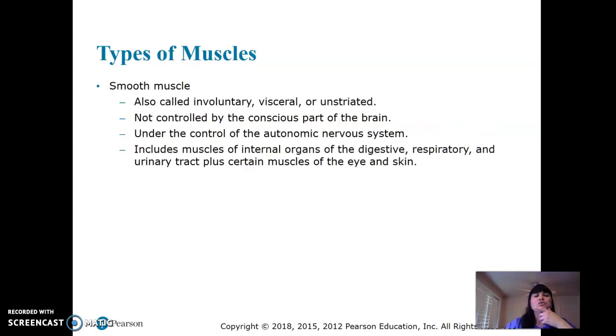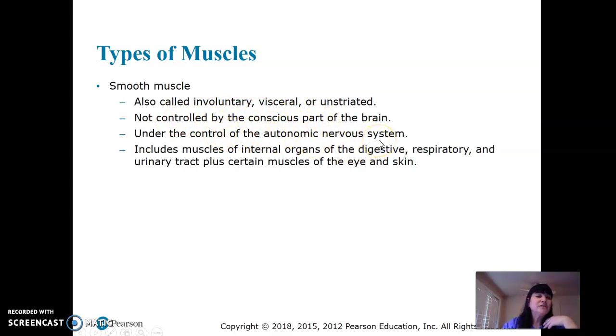Okay, so smooth muscle, again, think of hollow organs. So around the bladder, around the intestines, around the blood vessels. Involuntary, because you don't consciously think about contraction, right? So not controlled by the conscious part of the brain. Under the control of the autonomic nervous system.